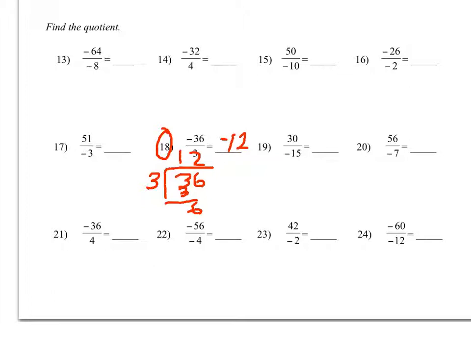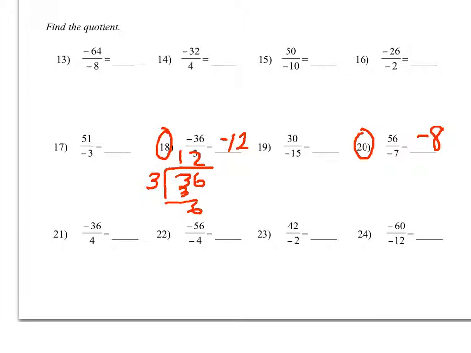Some of them are going to be just a memorization. So if I look at 20, you should know 56 divided by 7 is 8. So it's 8, but now determining whether it's positive or negative, because I have a positive divided by negative, I'm going to turn that into negative 8. And to check yourself, you can take your quotient answer, negative 8, times the denominator. Does that get you back to the numerator? And yes, negative 8 times negative 7 does result in 56. So we're okay there.